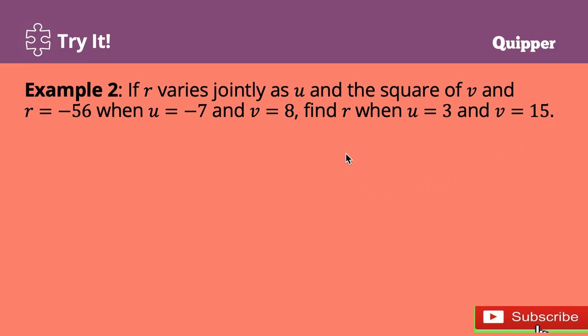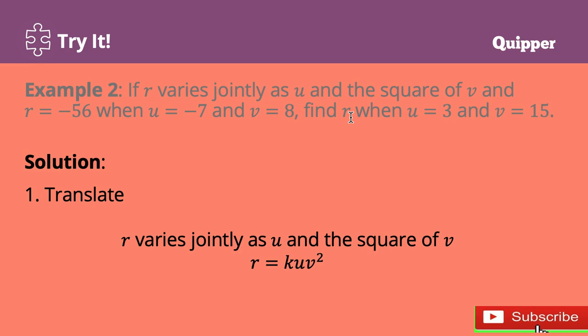In this problem, we are not just going to find the equation of the variation, but we are going to solve for r, in which we are to use the working equation. Okay, first, we are going to translate the variation statement into a mathematical equation. We have r varies jointly as u and the square of v. The translation for that is r is equal to k times u times the square of v.